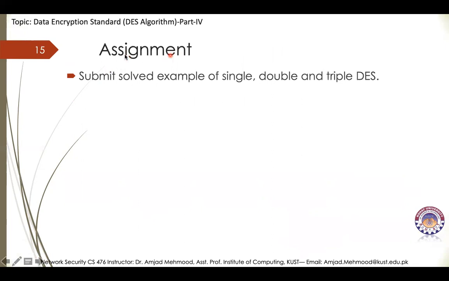Now, with that, we reach the assignment. Submit a solved example of single, double, and triple DES. Moreover, make a comparison table between these different variations, showing which mechanism is applied and what the consequences would be. So discuss all three in comparison and submit through KCMS.